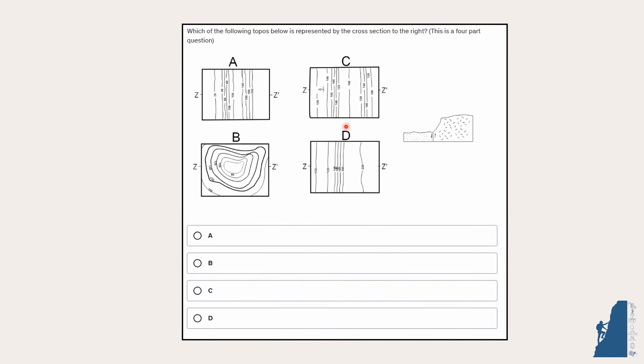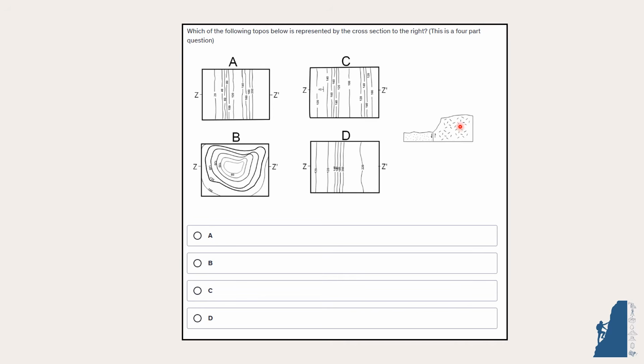For this question, we'll analyze the cross-section over here and determine which topo best represents it. This is a 4-part question on my exam, but we're only going to examine one of them. And our goal is to find the correct answer with using the least amount of work possible. The question is, which of the following topos is represented by the cross-section to the right?